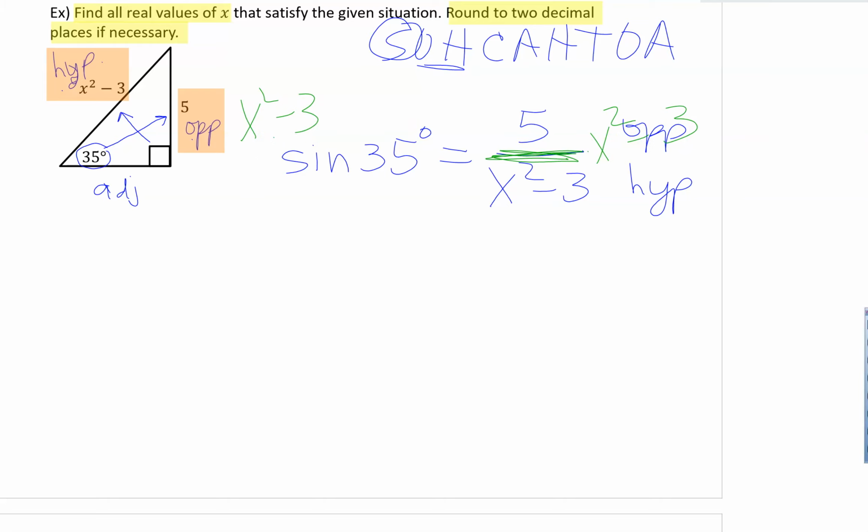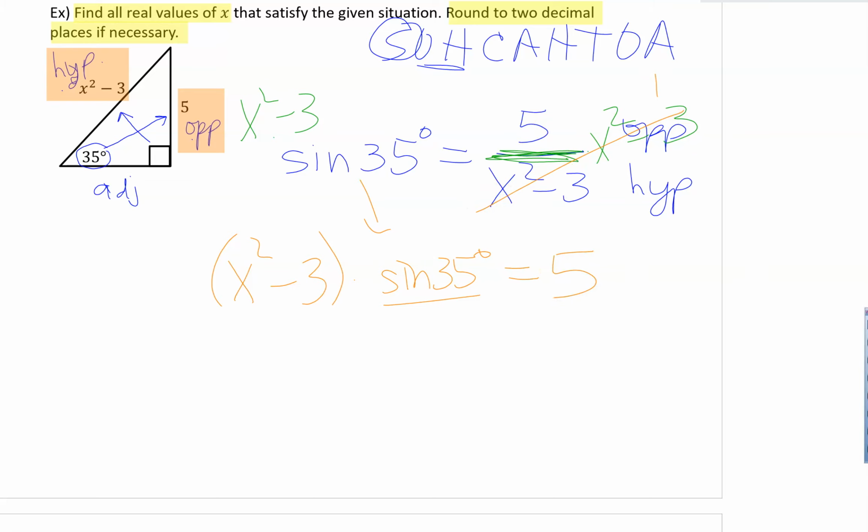So now what we have is x squared minus 3 times the sine of 35 degrees. Now the sine and 35 degrees, they always go together. You cannot separate the sine and the 35 degrees. And then this reduces to 1. 1 times 5 is 5.